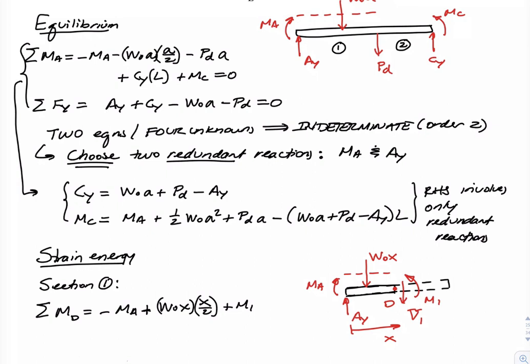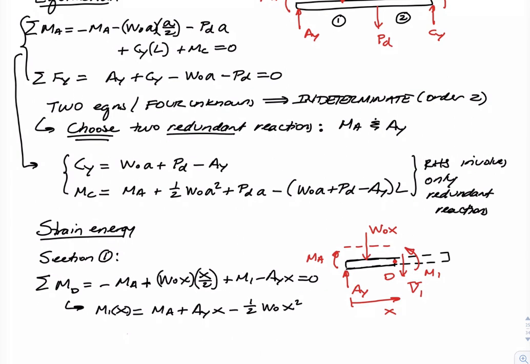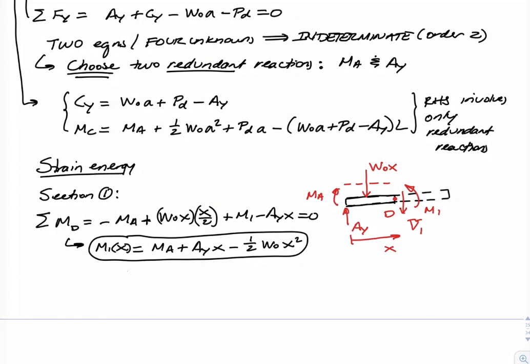And then I have the AY, which will have a negative moment with a moment arm of X. So let me count things up. I've got 1, 2, 3, 4 terms. That's good. So from this I get that the bending moment in section 1, M1, is equal to MA plus AY X minus 1/2 W naught X squared. So this is a very valuable term for us because this is what goes into our strain energy function for section 1.